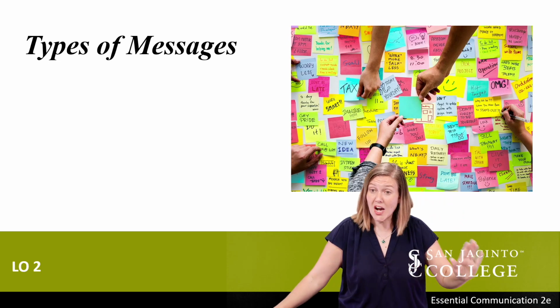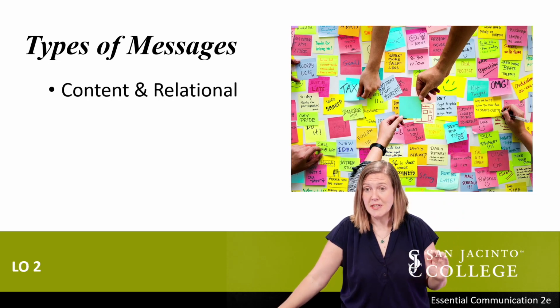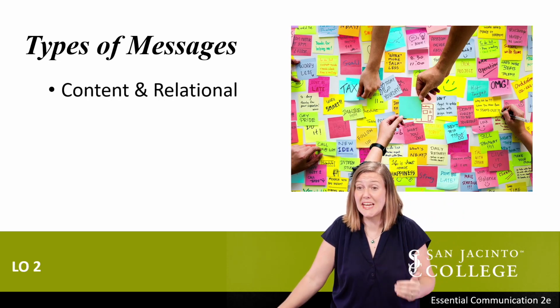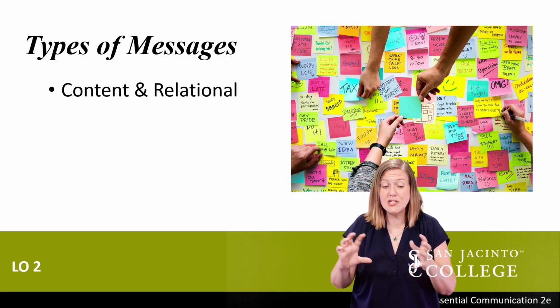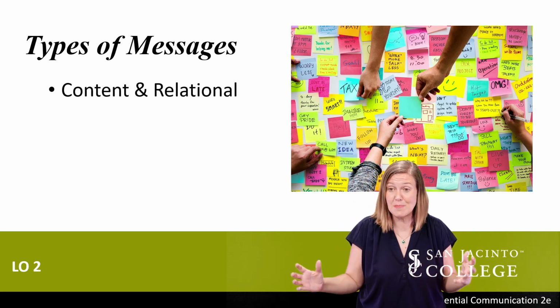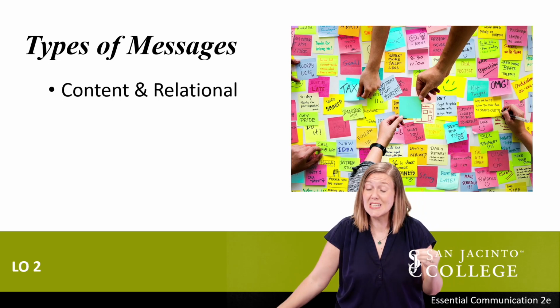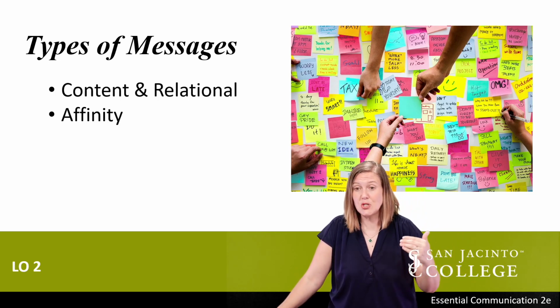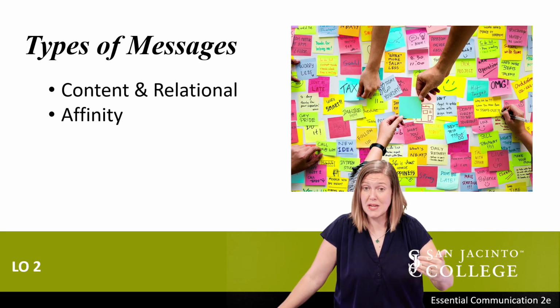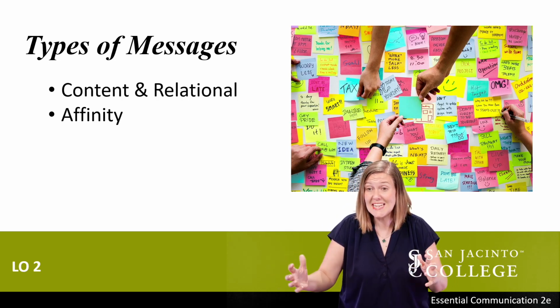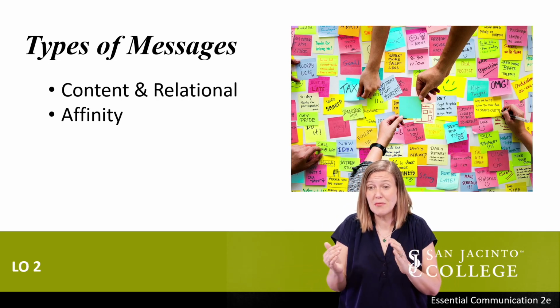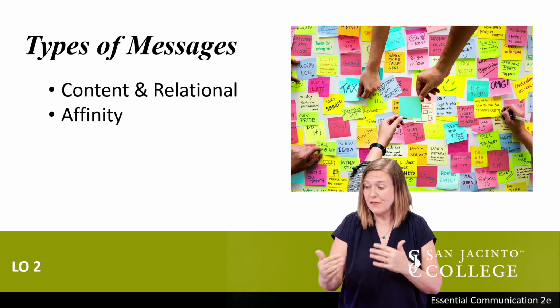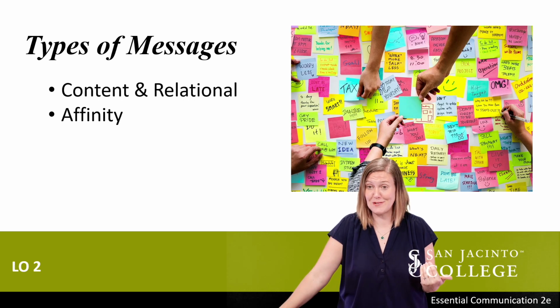So we have the content that we're sending, but we also have the relational piece. And that relational piece has a lot of aspects to it. So let's look at how that relational piece adds a layer. To every interpersonal relationship we have a level of affinity. If you're taking notes, in parentheses you might write the word liking, or how much I like this person often will determine how I receive messages from them.